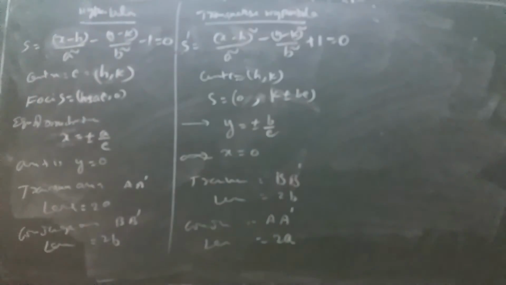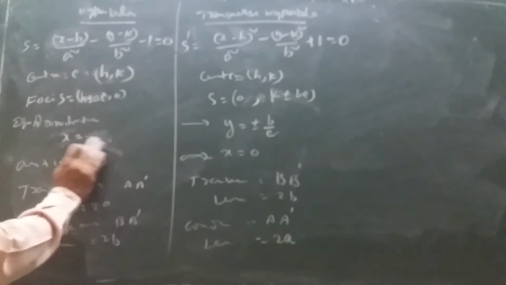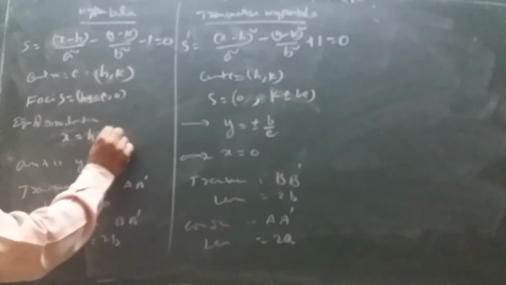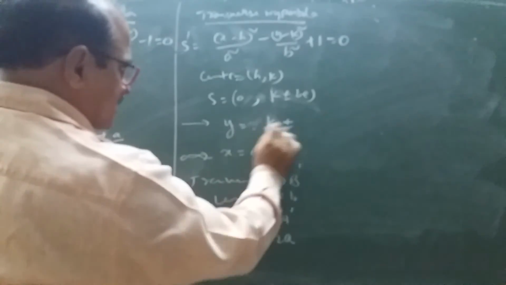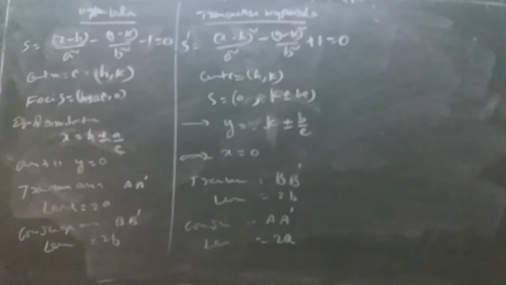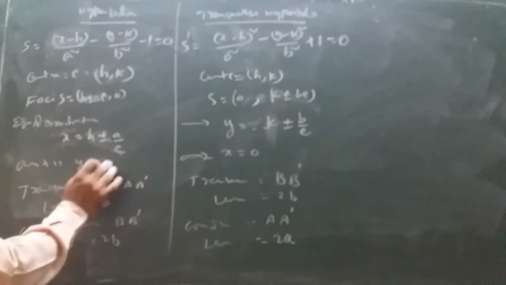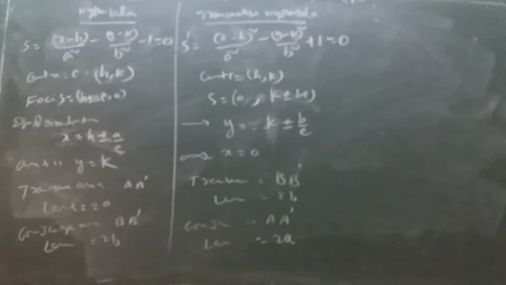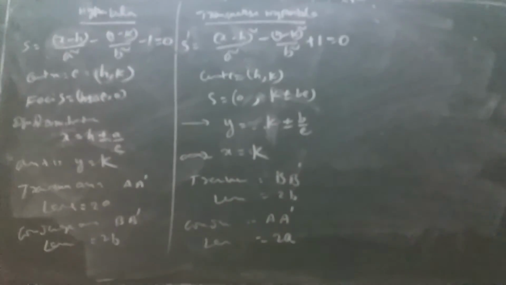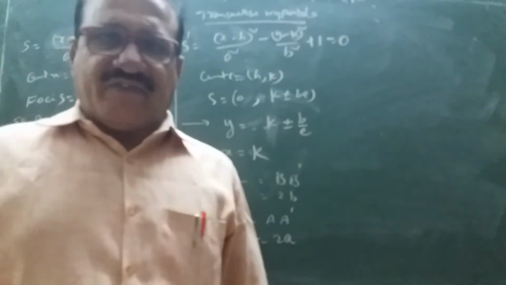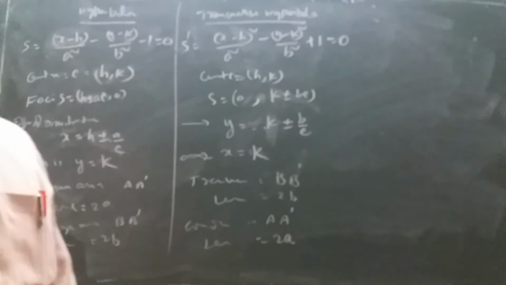This is the coordinates of focus. Here also h plus or minus a by e. Here equation of this k plus or minus b by e. Here axis is y is equal to k. Here x is equal to k. Transverse axis and conjugate axis may remain, no change. Okay, we have to follow these rules while finding the equation of hyperbola.